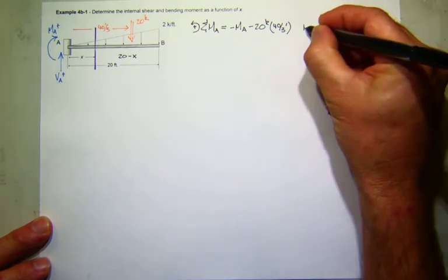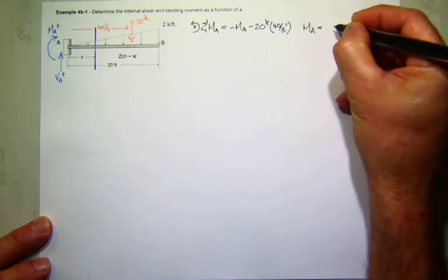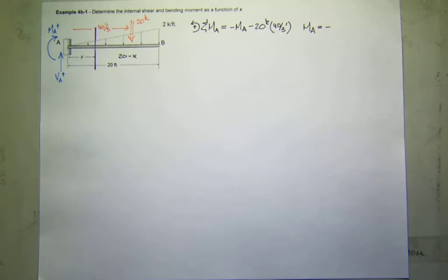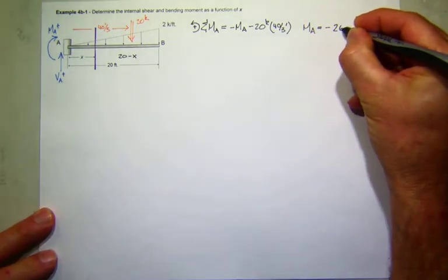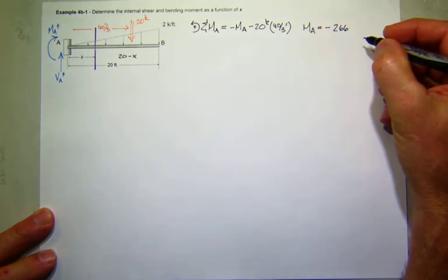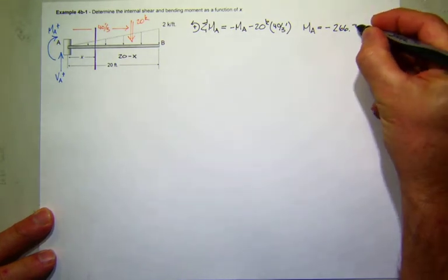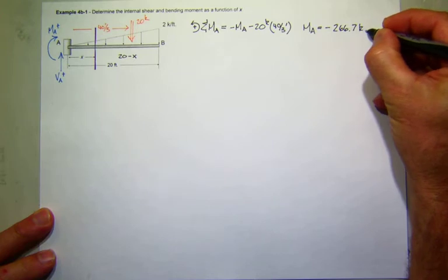So what's the moment at A? It looks like it's going to be negative. What's 800 divided by 3? 266.7? I don't have a calculator, I'm just guessing. Is it? 266.6666666666. We'll go 266.7. And that will be kip feet.